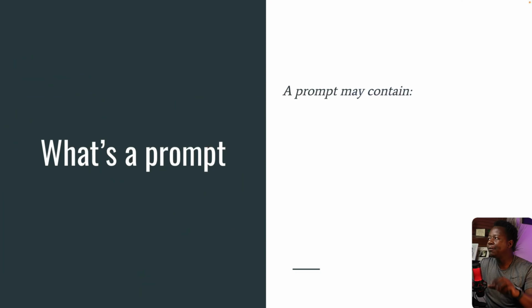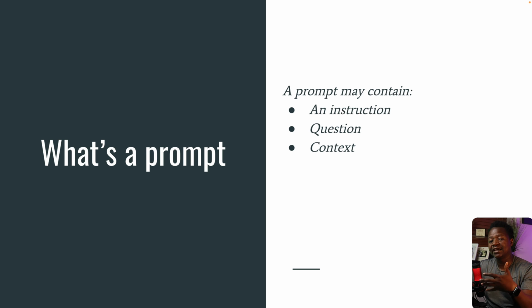So we understand what a prompt is, but now it's time for us to understand what a prompt actually contains. Well, a prompt should contain a few things. The first thing it should contain is an instruction. That way you are telling ChatGPT what needs to be done, what task you want it to do. And also, a prompt may contain, in this case, a question. You can say, what is the time in Singapore?